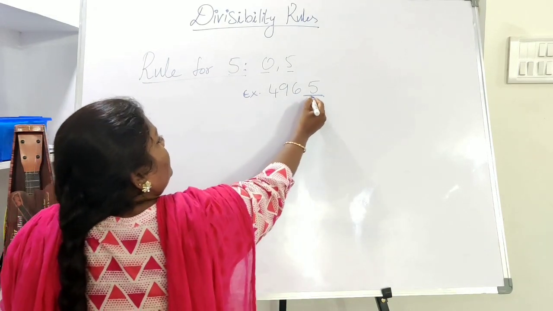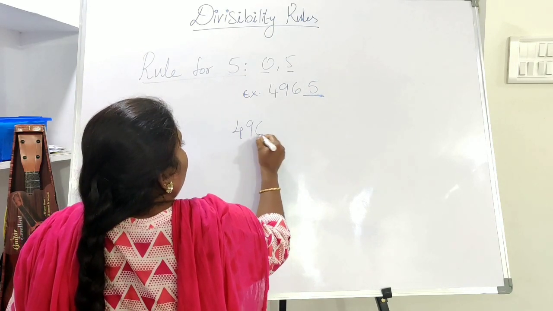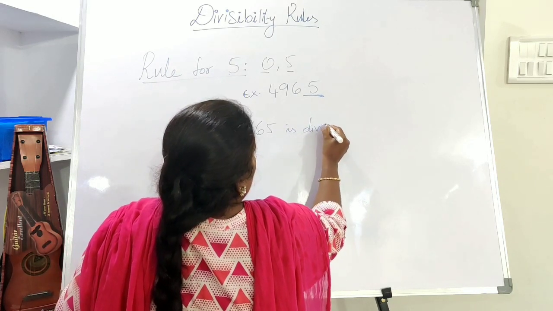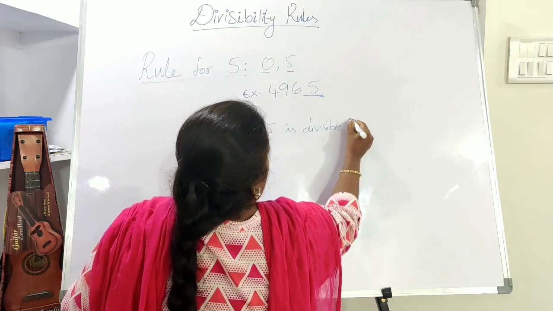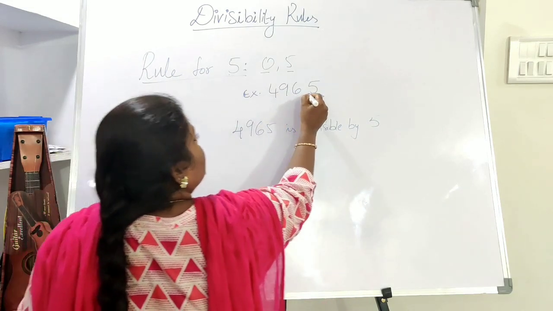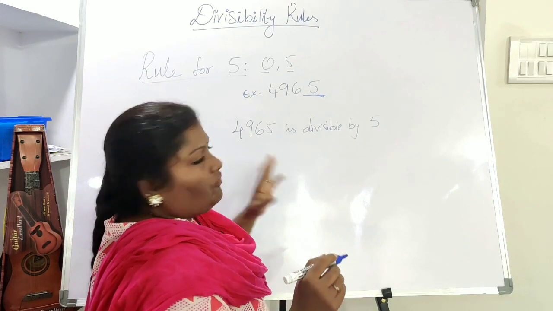So now here you have 5, that means 4965 is divisible by 5. It's simple, you just have to check whether in units place you have either 0 or 5.